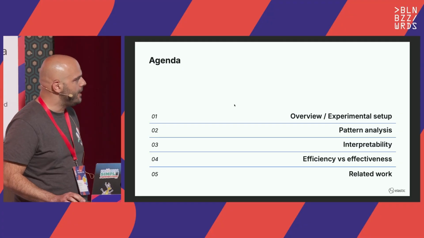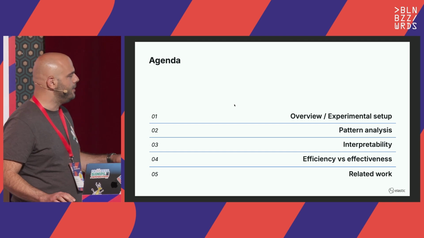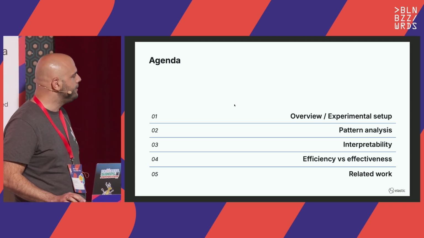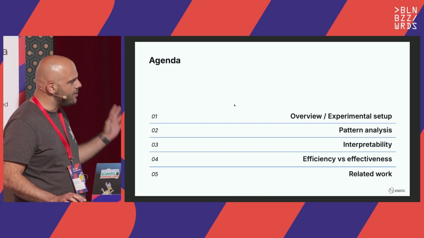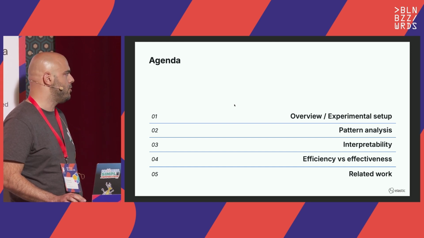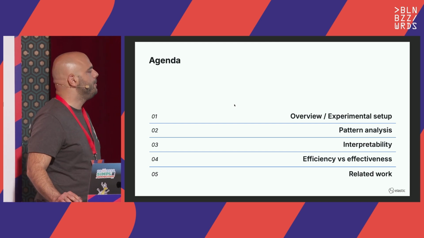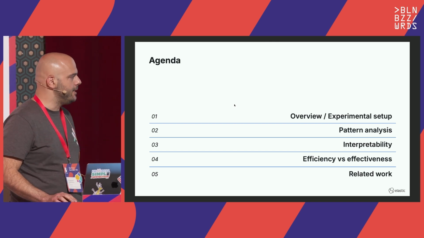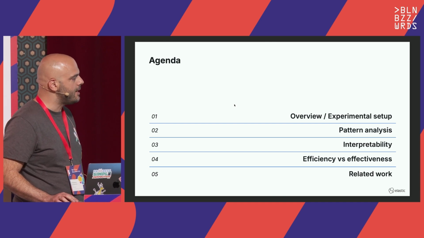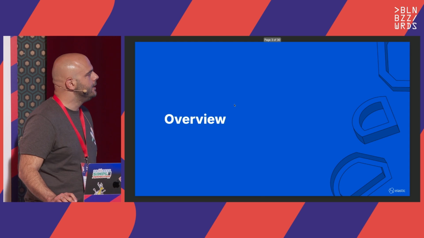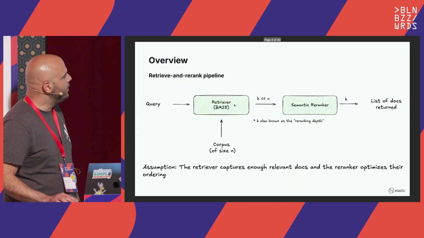This is the agenda for today's talk. We'll start with the overview and the experimental setup. Then we'll talk a little bit about the patterns that we have identified. Some discussion around interpretability based on the distribution of scores. The trade-off between efficiency and effectiveness, and if time permits, we'll also discuss some related work. Let's start with the overview.